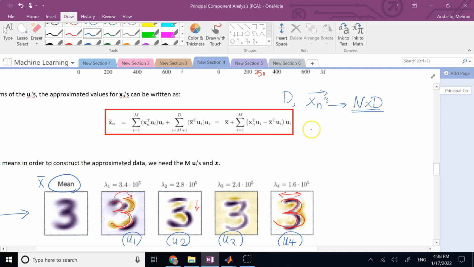Now, when you want to store the xn tildes, how many values do you need to store? You need to store x bar. You need to store the UIs, as I told you. And then what are these guys here, this term? This is a scalar, right? This is a weight, a scalar. Weights of what? Weights of the UIs. How many of these weights do you have for each xn? M. You need M UIs, and you need M weights, because i goes from 1 to M. So M of these will be multiplied by M of these U's. So you have M weights or scalars.